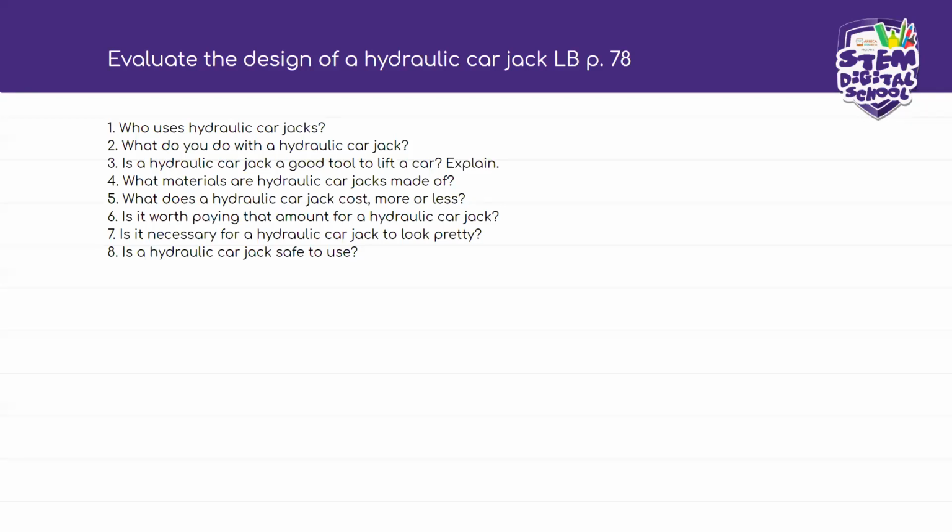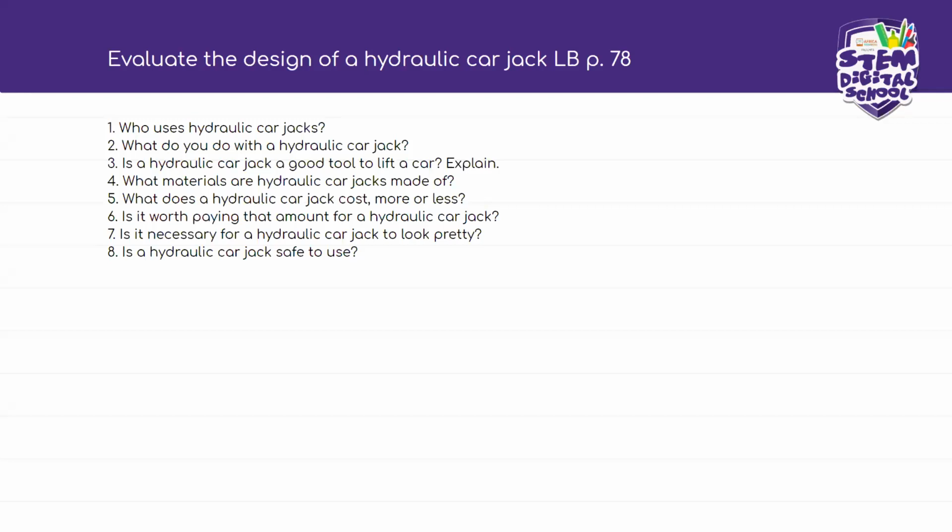Maybe a car jack is maybe 400 or 500 rands. Let us say a hydraulic car jack for 500 rands. Do you think it's worth paying that amount for a hydraulic car jack?